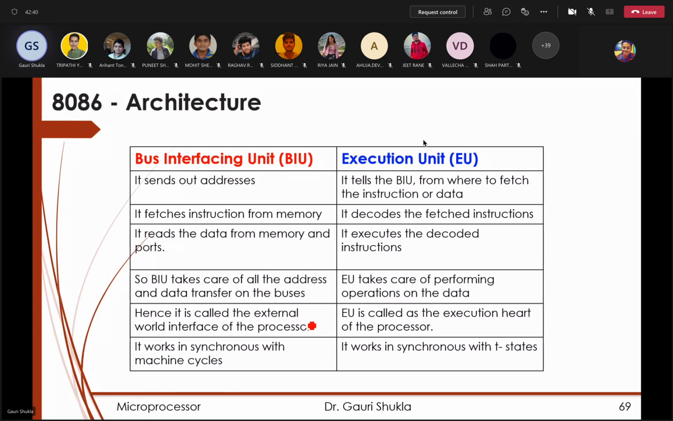The BIU is also called the external word interface of the processor, and EU is called the execution heart of the processor. BIU works in synchronous with the machine cycle, and the execution unit works in synchronous with the T states.